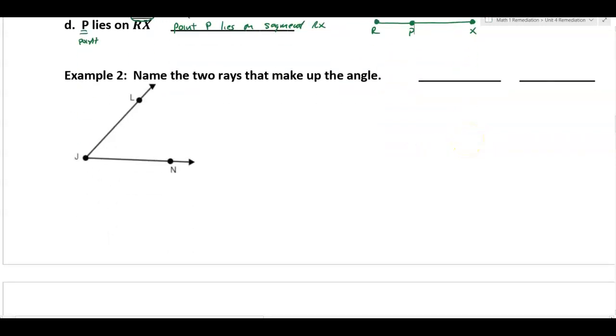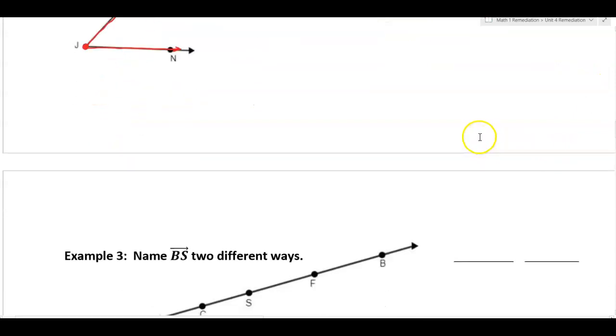So when we look at example 2, they give us an angle, and they want us to name the 2 rays that make up that angle. So if I start at J, this ray goes through L, so it's ray JL pointing to the right. My other one is going to be ray JN, like such. All right.